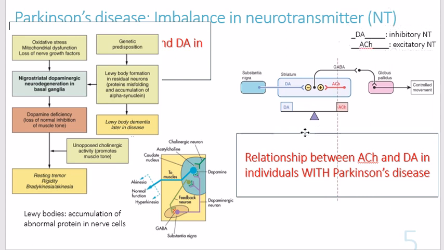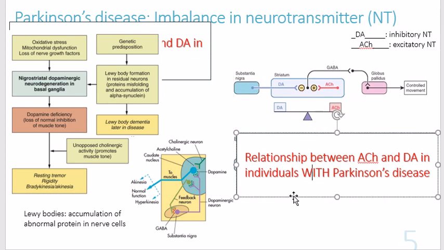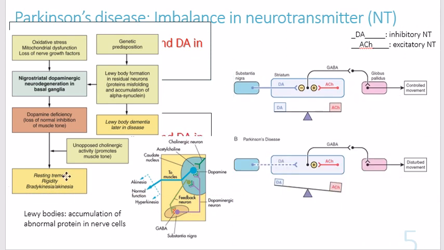Now, in terms of those with Parkinson's disease, you can see here that we have an imbalance between dopamine, our inhibitory neurotransmitter, and acetylcholine, our excitatory neurotransmitter, because of the destruction of the neurons. And because of this imbalance, we end up, as you can see in this light green box here, having unopposed activity of the cholinergic neurons, or the acetylcholine neurotransmitter.